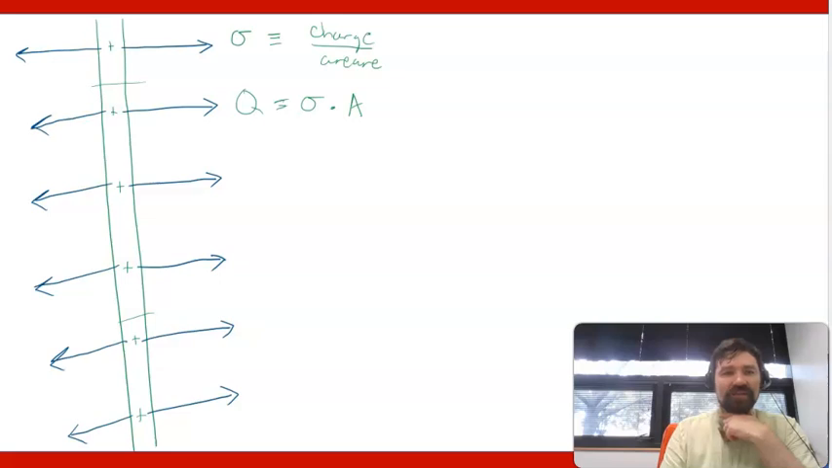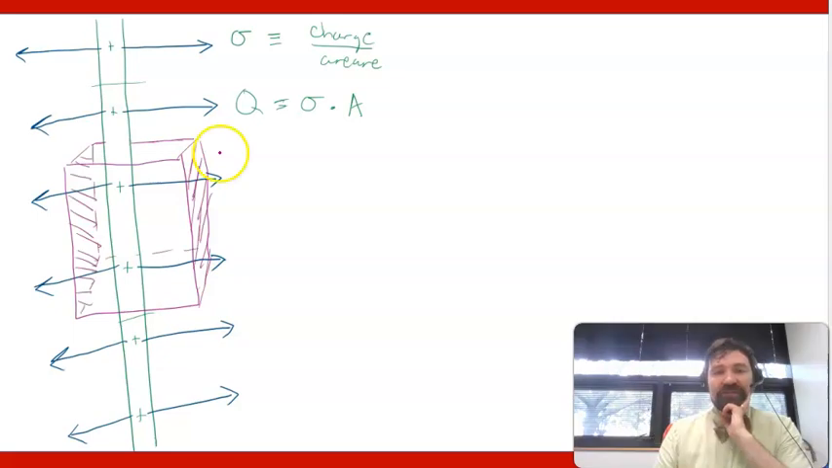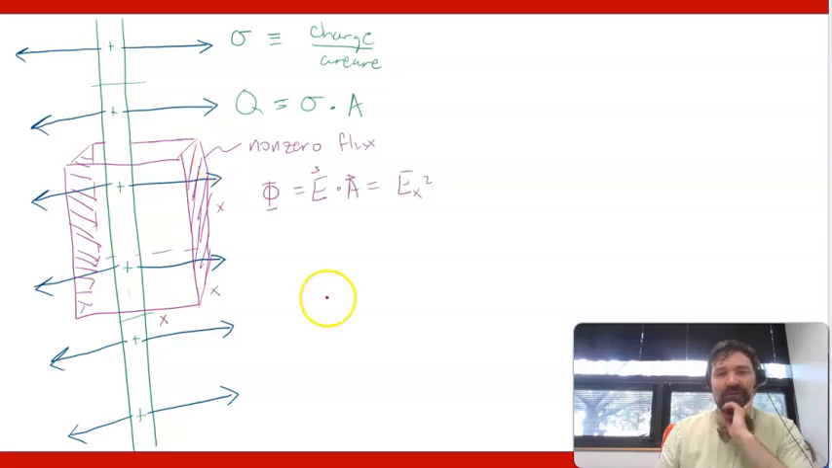Now again, I need to make a Gaussian surface. This time I choose a cube. Now there's only two faces of the cube which are going to have non-zero flux through them. I'll shade those two faces. Shaded faces have non-zero flux. In fact, they both have the same amount of flux. Again, if this is a cube with side length x, then the flux would look like E times x squared, or E of x times x squared.